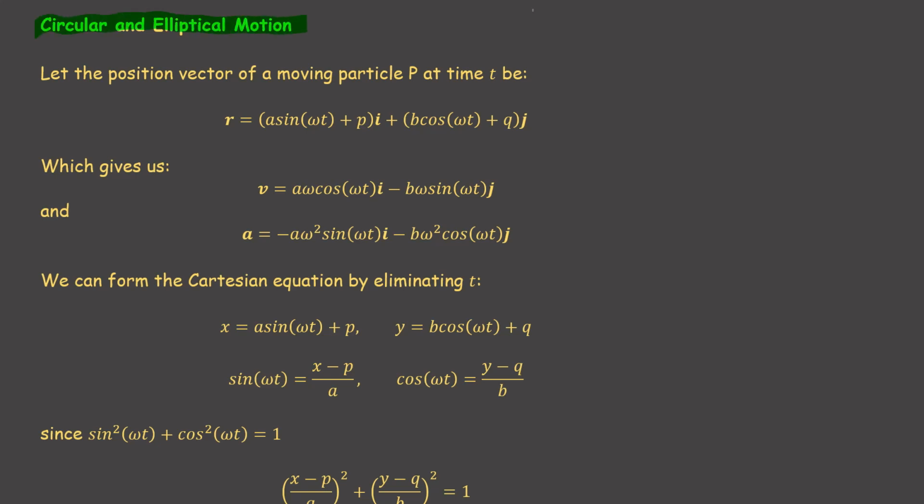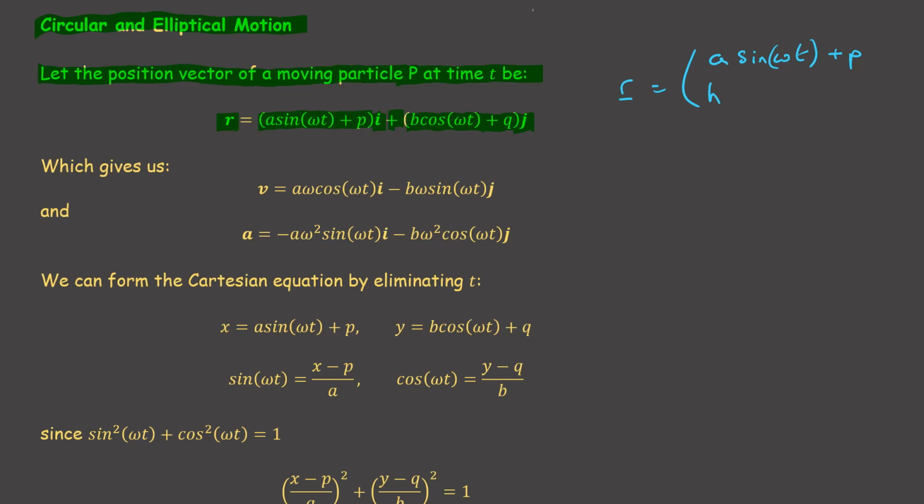Circular and elliptical motion. Let the position vector of a moving particle P at time t be r = a sin(ωt) + p i + b cos(ωt) + q j. Since I like column vectors, I would clearly write this as (a sin ωt + p, b cos ωt + q).